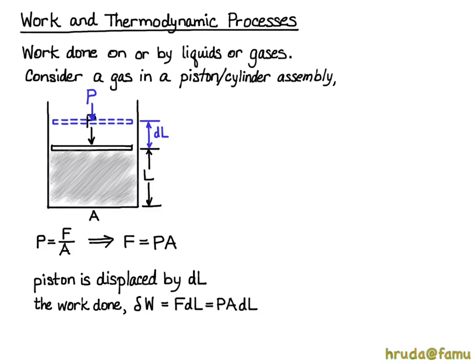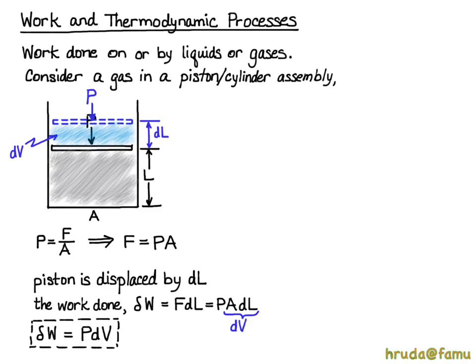But if you remember, force is pressure times area, so we get that the work, del W, is pressure times area times dL. But looking at the area of the bottom of the cylinder, times the height that the piston has displaced, we see that A dL is actually the change in volume, dV, or the amount that the volume has changed. So we get that del W is equal to P dV.